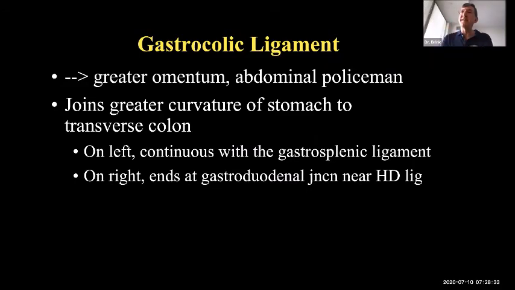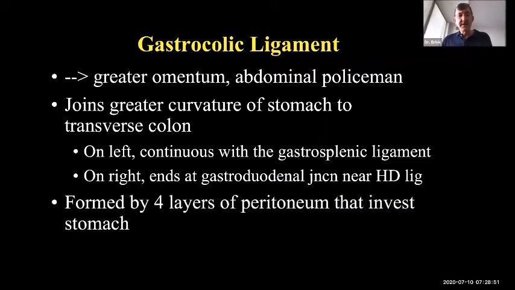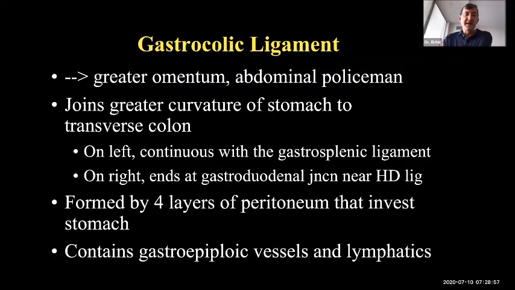We saw that in the hematoma case, which had continuity between gastrosplenic and gastrocolic ligament. We've just seen it in the collaterals case, where we've seen the short gastrics communicating with the gastroepiploics from the gastrosplenic ligament to the gastrocolic ligament. And an interesting feature is the gastrocolic ligament is formed by 4 layers of peritoneum that invest the stomach. It does contain the gastroepiploic vessels, as we've just witnessed.